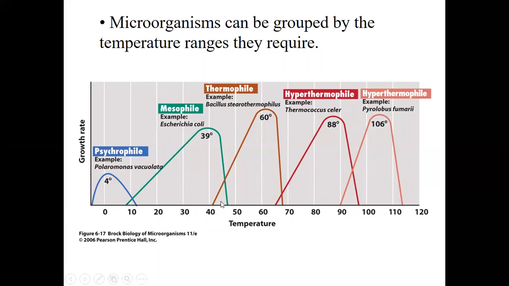So there are different types of microorganisms. Psychrophiles grow at 4 degrees centigrade, mesophiles grow at approximately mid temperature such as 39 degrees centigrade. So this is the range of mesophiles. Thermophiles can grow at approximately 60 degrees centigrade. Hyperthermophiles can tolerate a temperature of approximately 100 degrees centigrade, and some have the capability to tolerate a temperature of 115 degrees centigrade.